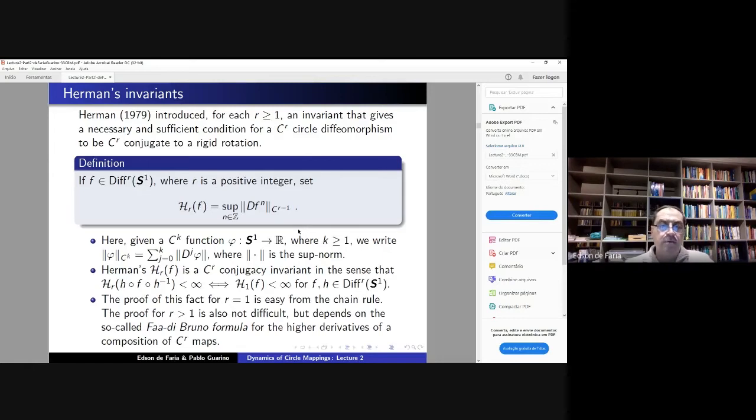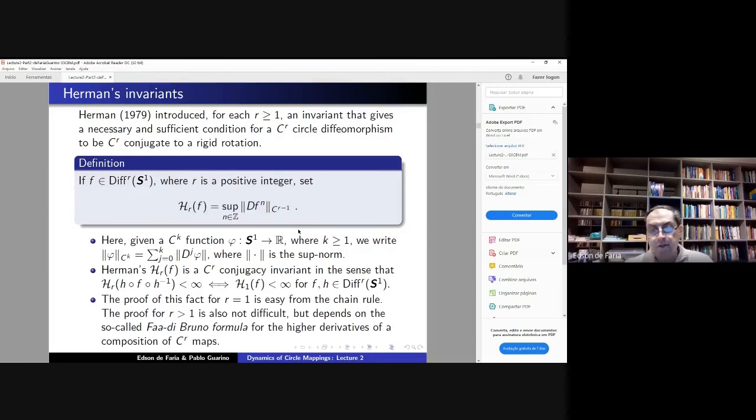It's just a very easy use of the chain rule, because if you conjugate the map f by h, then the iterates of this conjugate map are just given by h composed with f to the n, where n is the power, composed with h inverse, okay? So it follows from the chain rule that h1 of f is finite if and only if h1 of h composed with f composed with h inverse is finite.